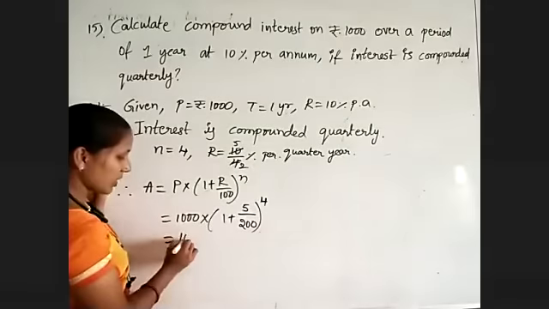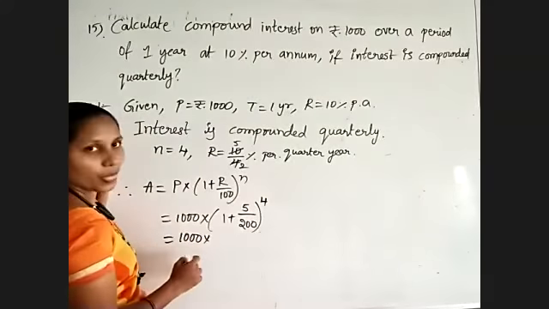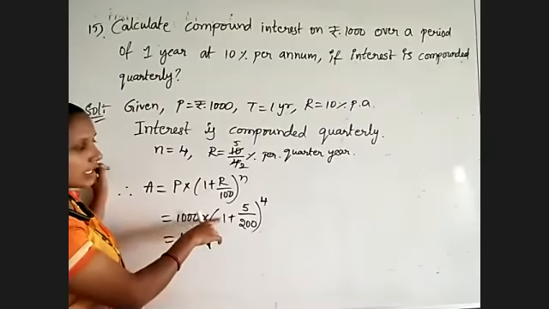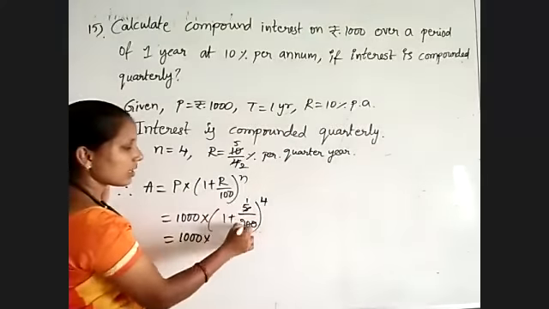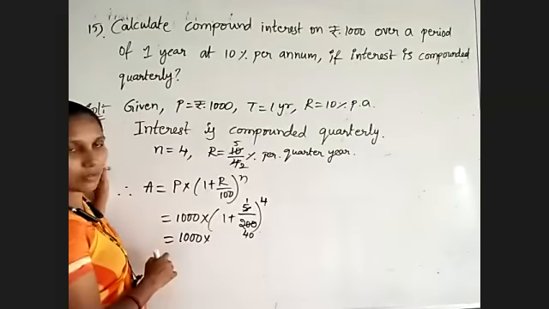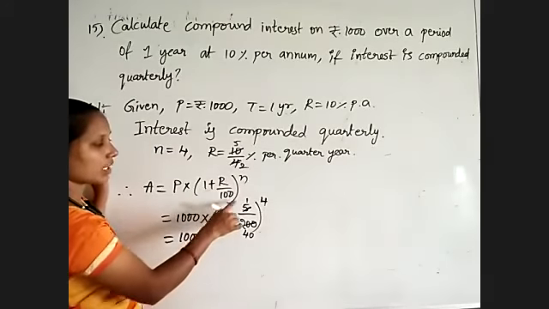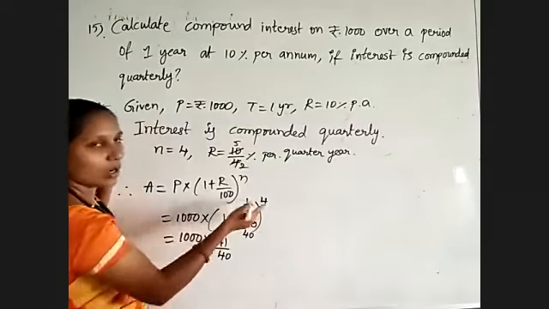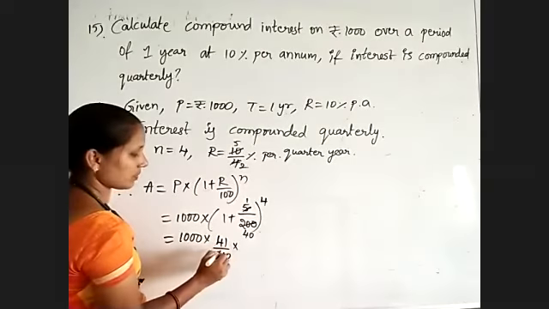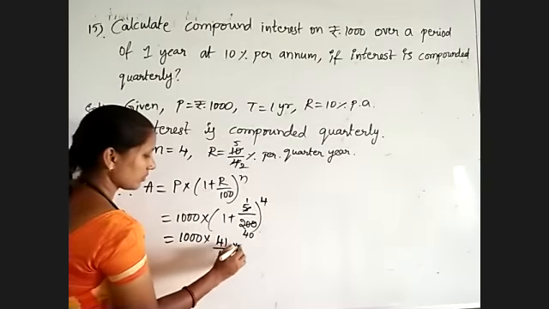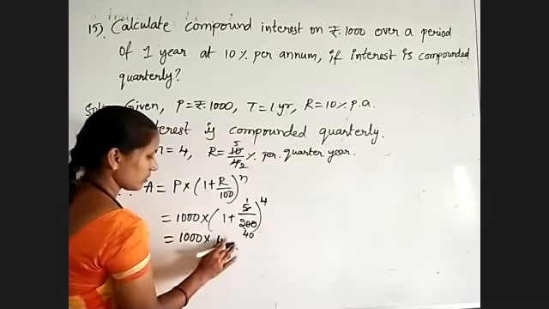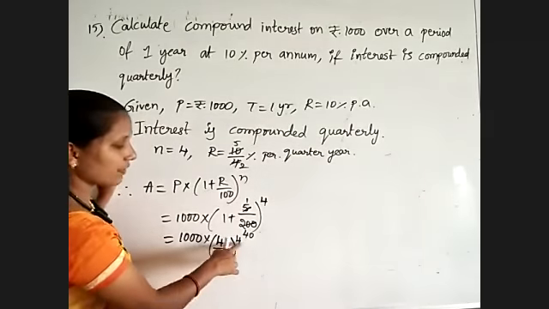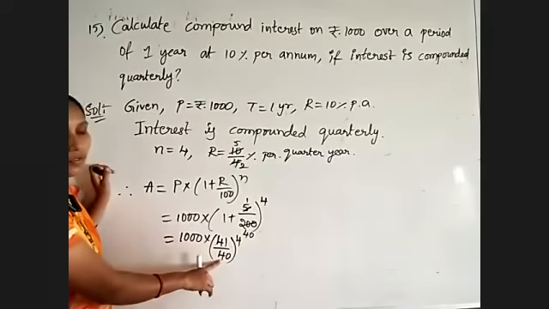So now coming to this, 1000 into 1 plus 1 by 40: 200, ones are 200, otherwise 5 ones are 5, 5 fours are 20 and 40. So 40 ones are 40, 40 plus 1 is 41. 41 by 40 whole power 4. Now find out 41 to the power of 4 as well as 40 to the power of 4.